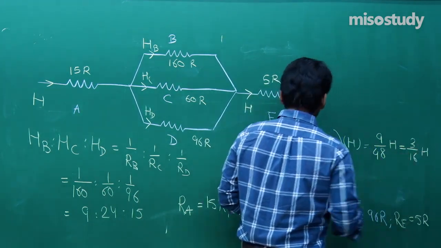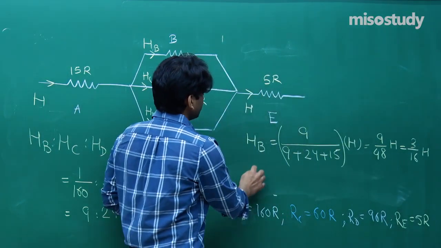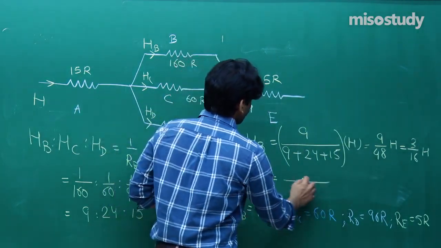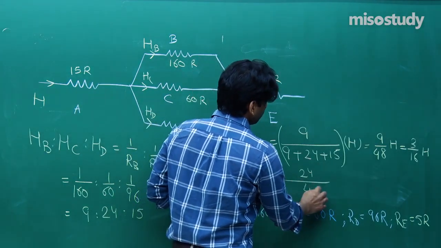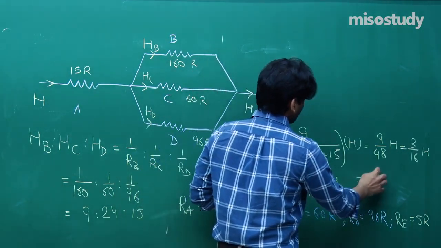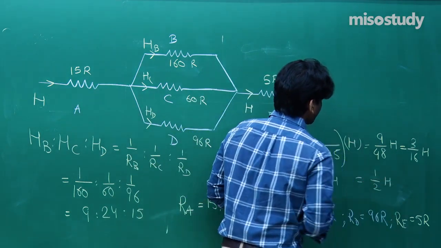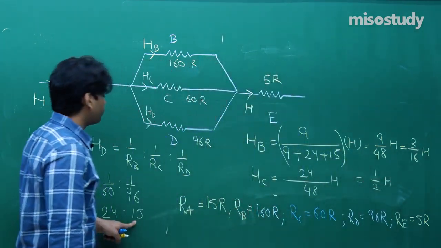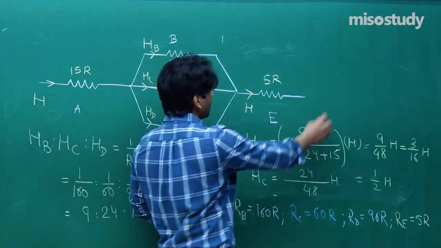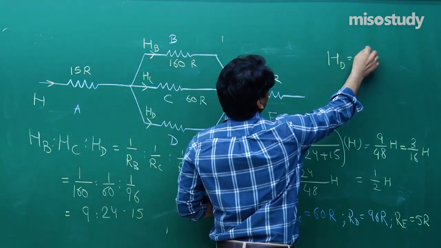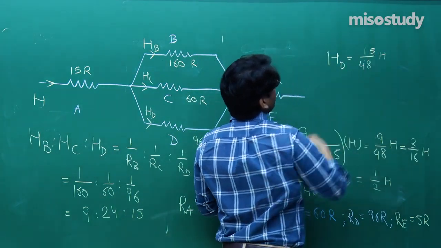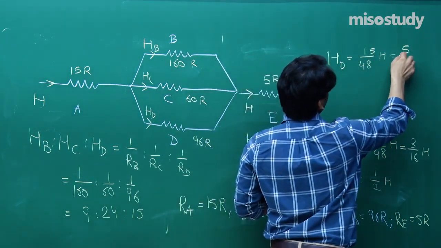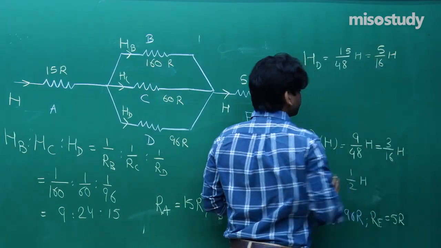16 H. Next thing you see, heat flow through C, that will come out to be 24 divided by again 9 plus 24 plus 15, that is 48 H. So this will come out to be 1 upon 2 H. Heat flow through D, so 15 upon 48 H, 3 into 5, 3 into 16, it will get you 5 by 16 H.